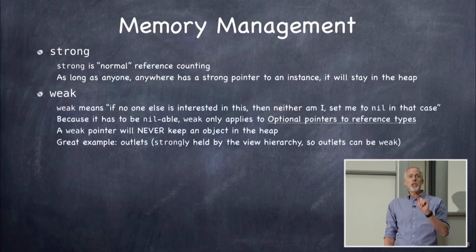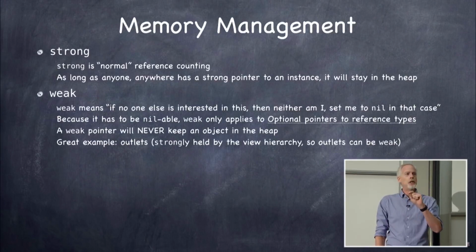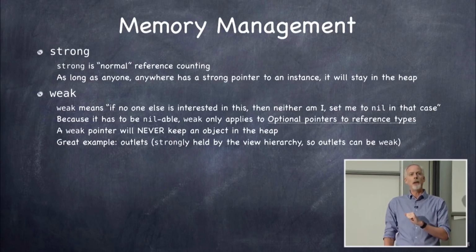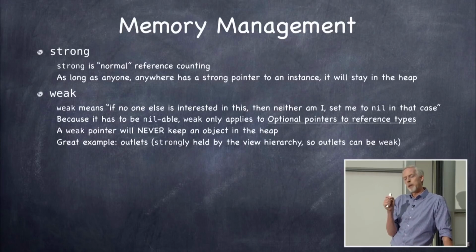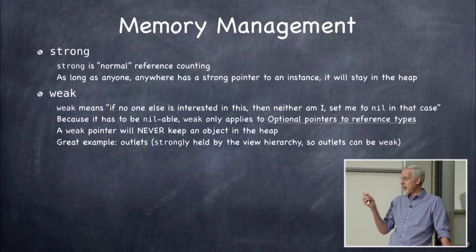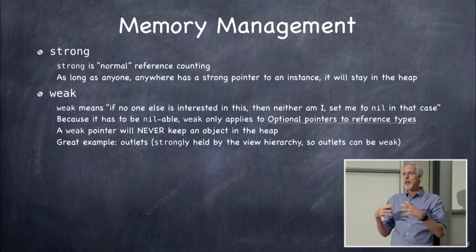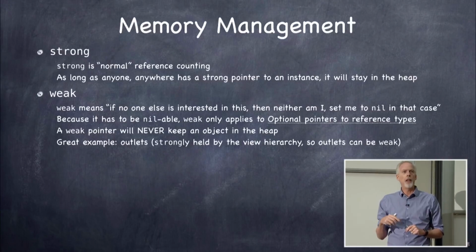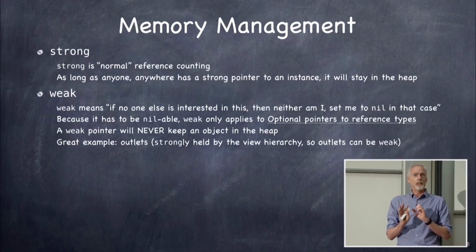Now weak, you've actually seen before. Y'all remember weak? It was on the outlets. When we made that outlet connection, I said, oh, see that weak? I'm going to tell you about that next week. Well, I'm living up to my promise. I'm telling you about weak. What does weak mean? Weak means I'm pointing to this thing in the heap, but I'm only really interested in it if someone else is interested in it. In other words, if someone else has a strong pointer to it, keep it in the heap. But as soon as no one else is interested in this, in other words, all other strong pointers go away, set me to nil and throw the thing out of the heap. So this is the don't keep that thing in the heap on my account kind of pointer.